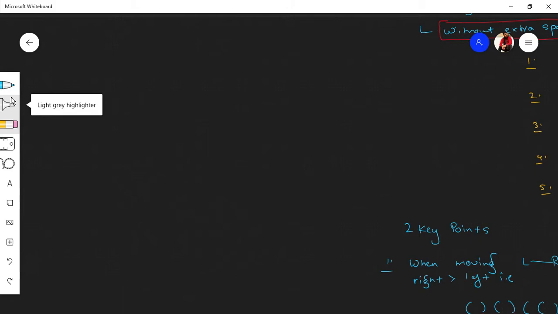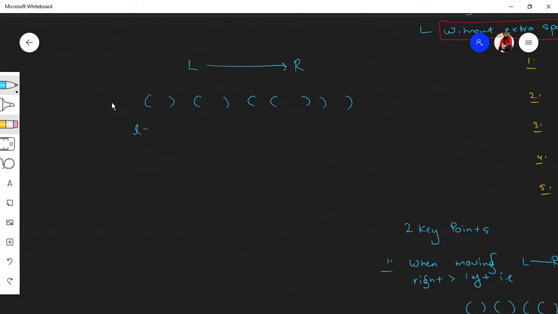Second key point was, just look at this. When we are traveling from left to right, we are traveling from left to right, we are keeping a count also.